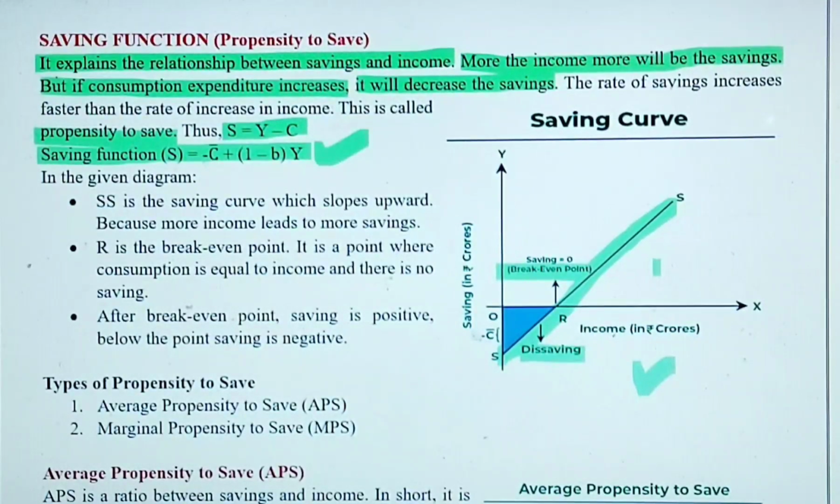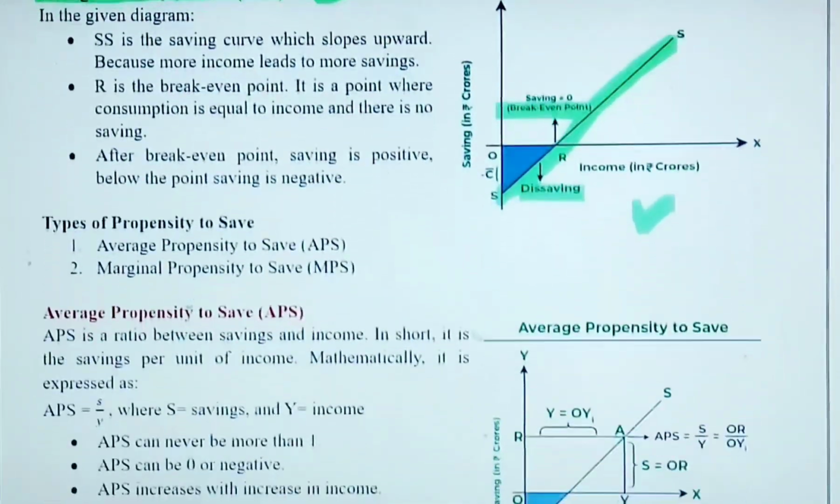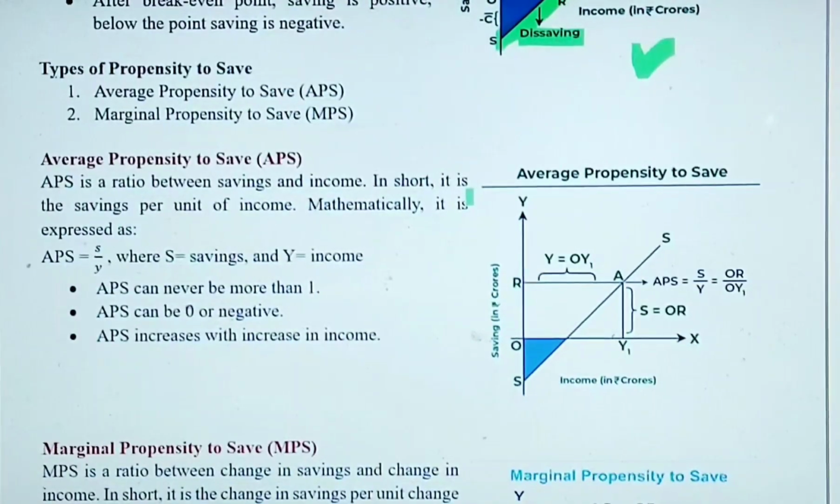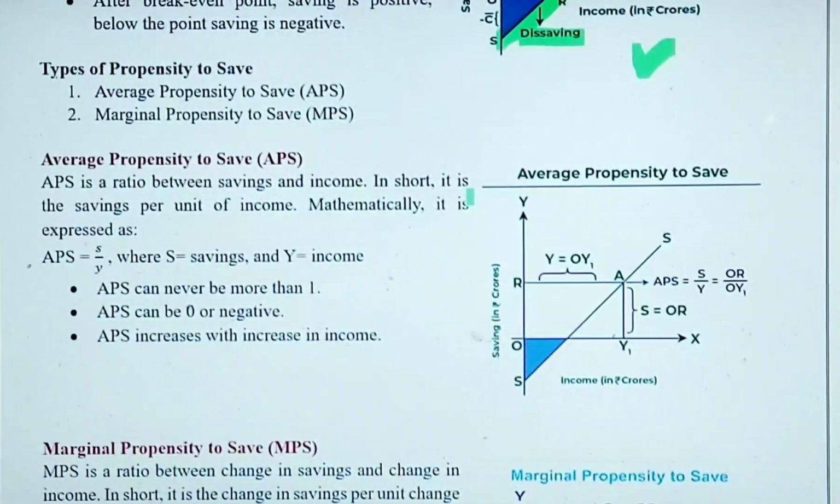So everybody wants to increase their savings, so definitely you will look for any point beyond this break-even point, right? And there are two types of propensity to save, same as with the propensity to consume. Here also, APS and MPS are the two types of propensity to save: average propensity to save and marginal propensity to save.